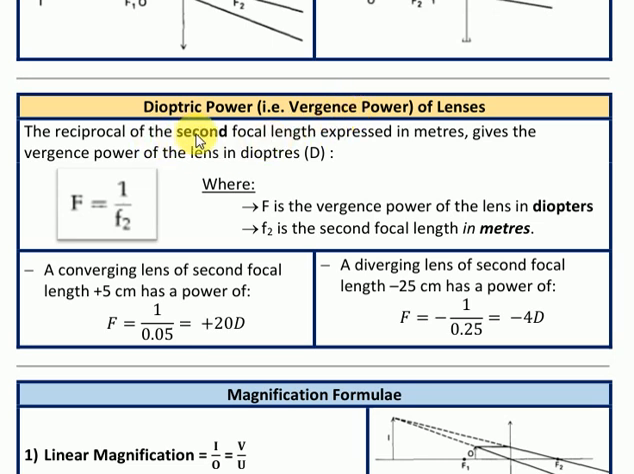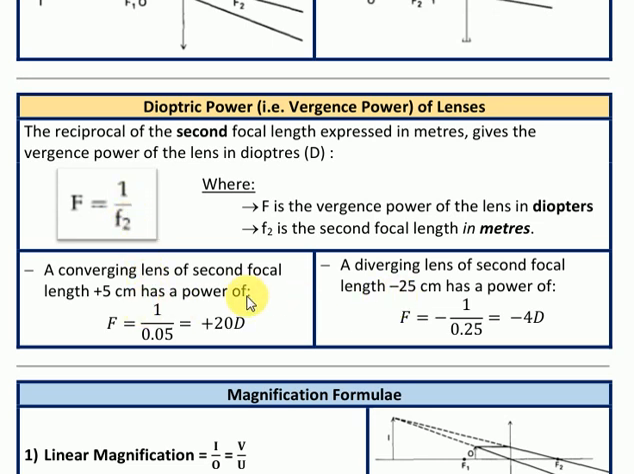The reciprocal of second focal length expressed in meters gives the vergence power of the lens in diopter. So here F is the vergence power of the lens in diopter, and f2 is the second focal length in meter.